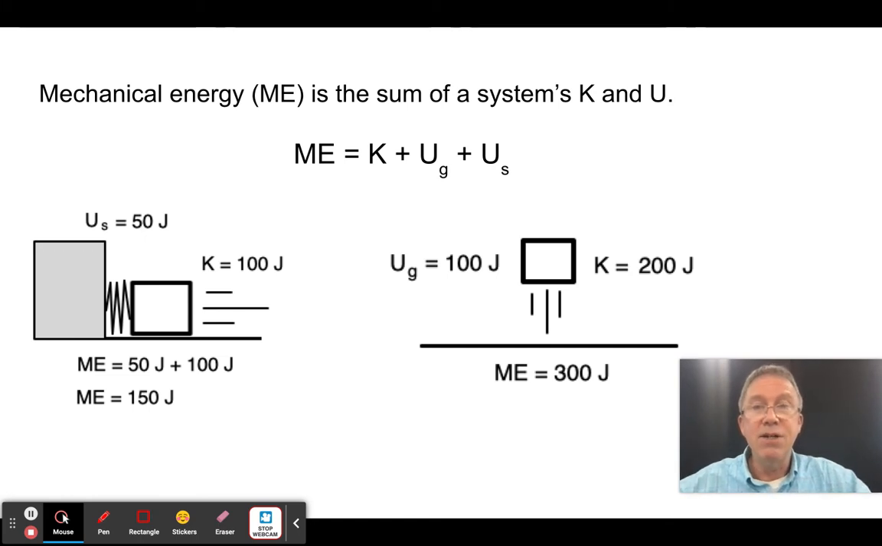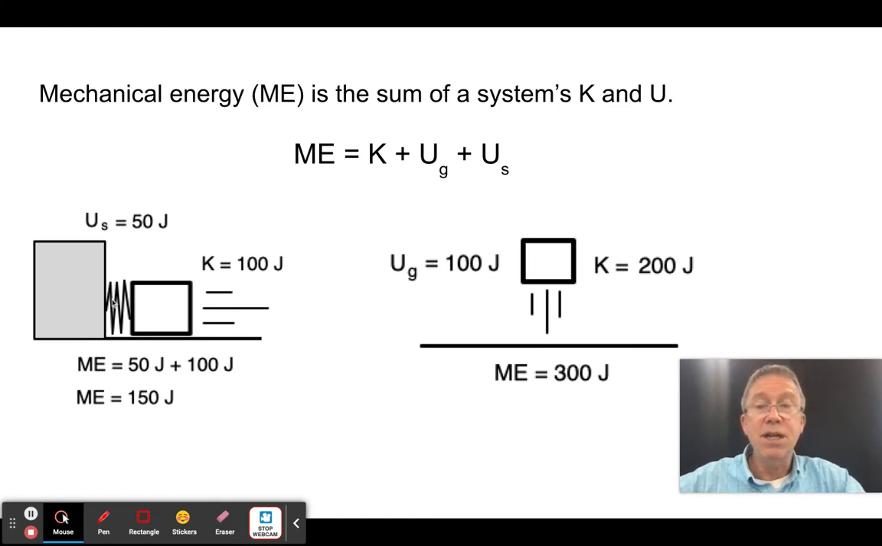So mechanical energy is just the sum total of all the kinetic and potential energies that are part of our system. So we can have kinetic energy, we can have gravitational potential, we can have spring potential energy. So let's look at this system here. This system consists of a block that is moving to the left, and it has 100 joules worth of kinetic energy. See these lines? That means it's moving. This object is moving. It has kinetic energy. It's compressed a spring. That spring has spring potential energy. I have a block spring system.